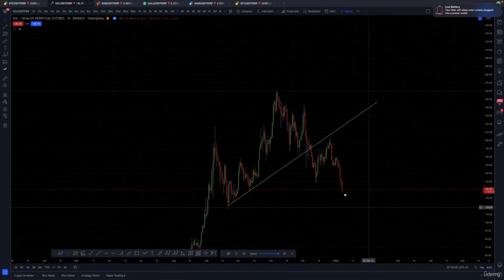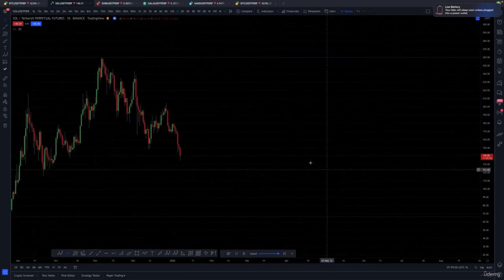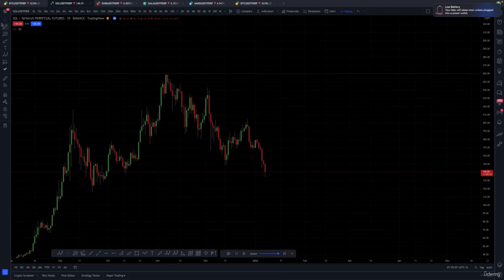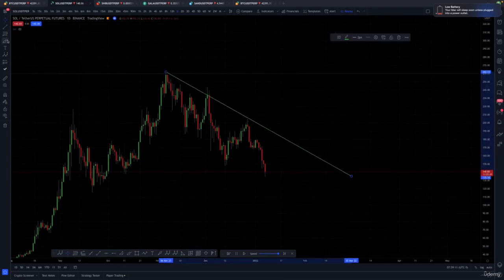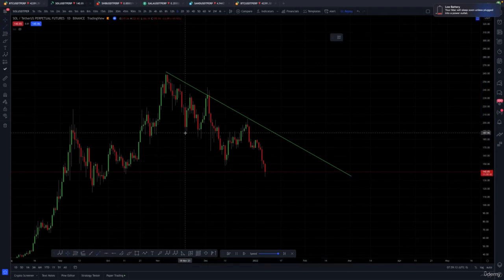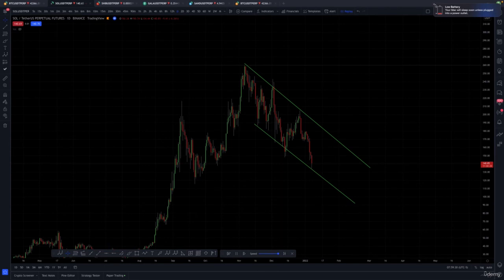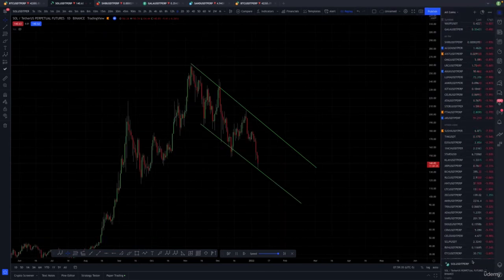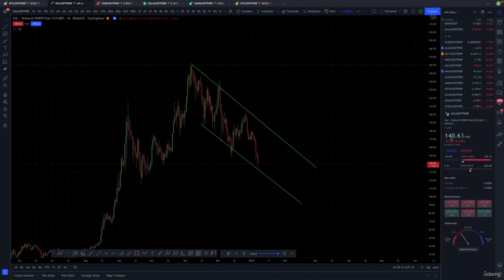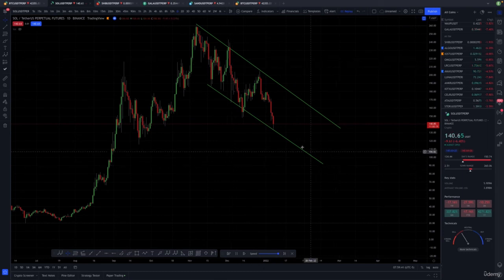Right? So now if we try to understand what we can expect next, well, I see a couple of things here. One thing is that this trend line is being formed, and maybe this trend line is being formed, and the price is here right now, right? If you look at Solana right now, let's just look at the price of Solana. We are at $140. So this is the latest price action.